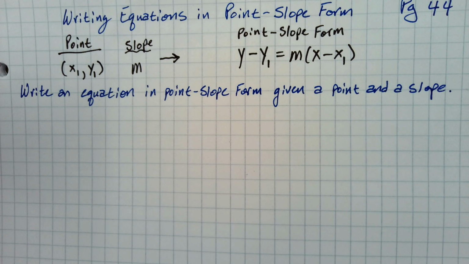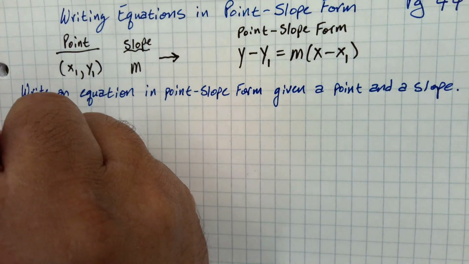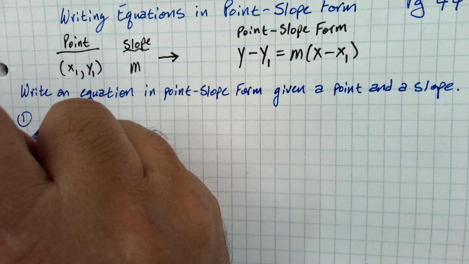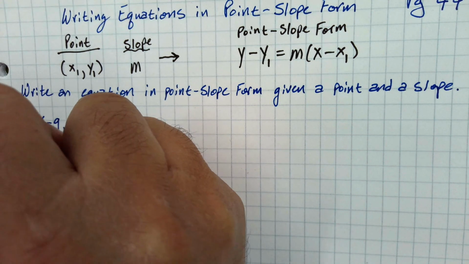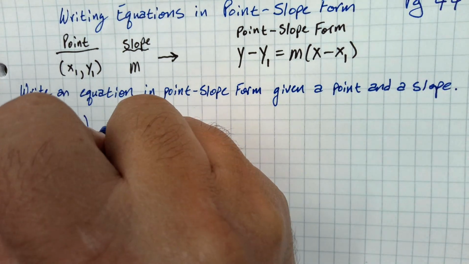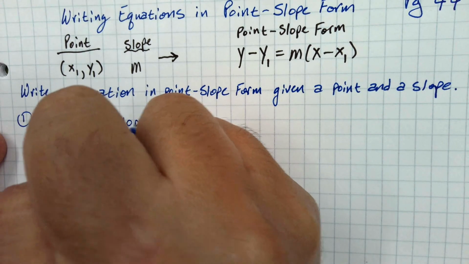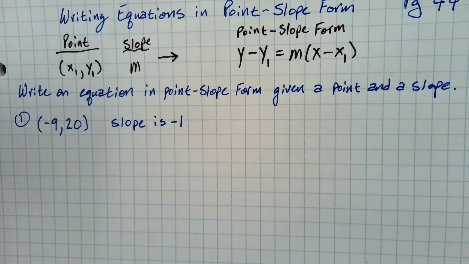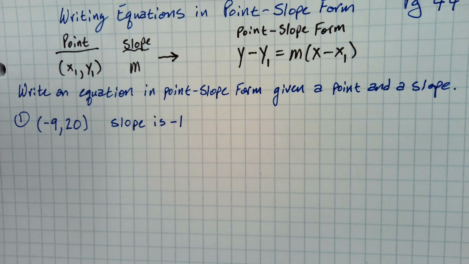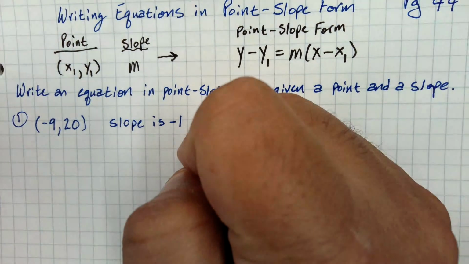I'm going to start off with that point and the slope from example 1 in our Delta Math. In the Delta assignment, example number 1 says the point is negative 9 comma 20, and the slope is, I believe, negative 1. Go ahead and write those down. Negative 9 comma 20 is the point we're going to work with, and the slope is negative 1. And what we want to do is write the equation of a line in point-slope form.